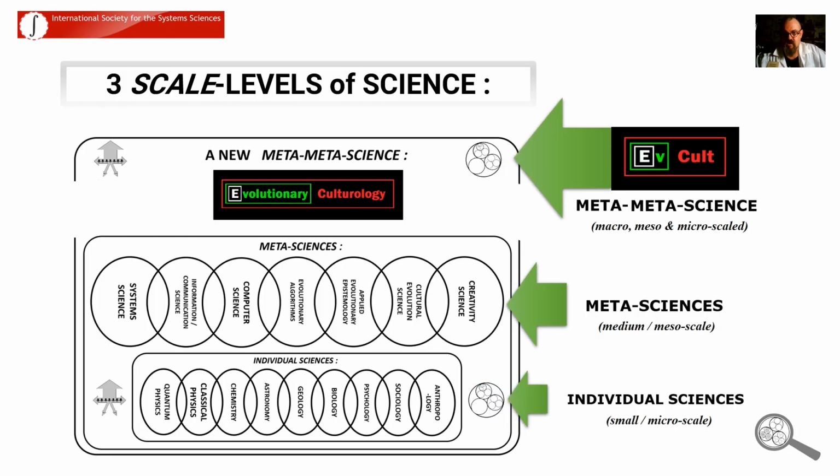Next. And we looked at the 3 scale levels of science. Down the bottom, your individual sciences, physics, chemistry, astronomy, geology, biology, psychology, etc. Then your meta-sciences on the middle scale level, system science, of course, and computer science, creativity science, science of cultural evolution, etc. And then up top, a bigger one on macro, meso, and micro scale levels is EvCult, because it reduces systems and their tools to their simpler scientific and mathematical structure, the fractal holon parton. So, making complexity science simplicity science, really.